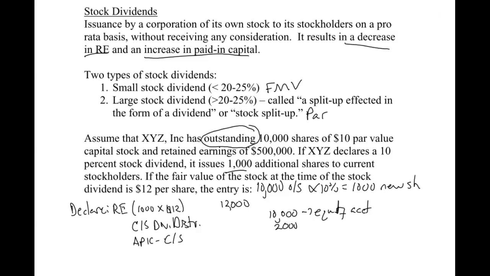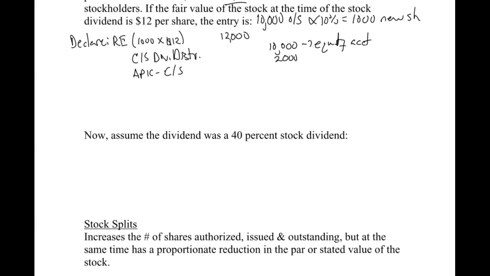Let's scroll down a little bit here. Now, when we issue the dividend, we're going to take this common stock dividend distributable account off the books, 10,000, and then we're going to issue the common stock. And remember, common stock always goes on at par value. So that is a small stock dividend.